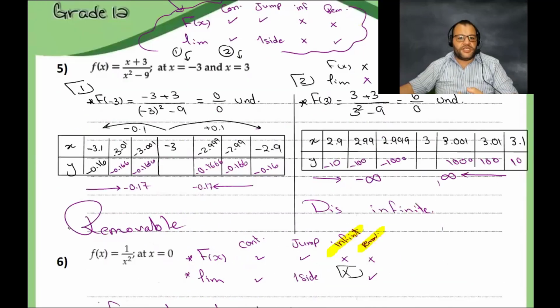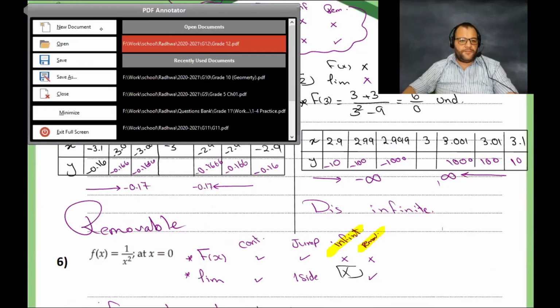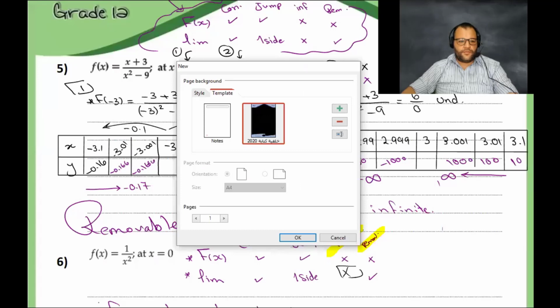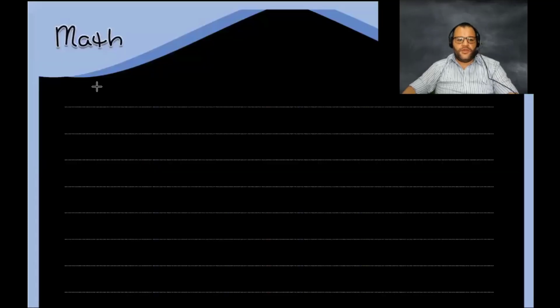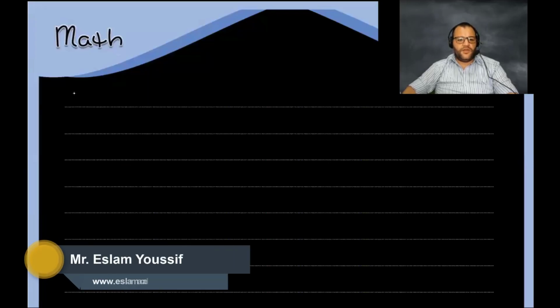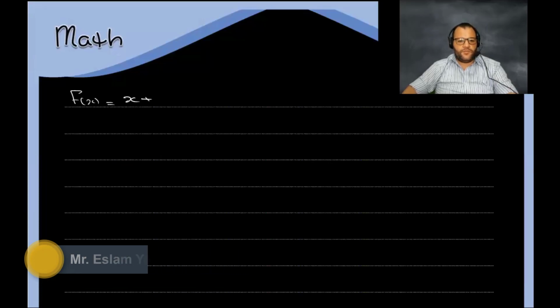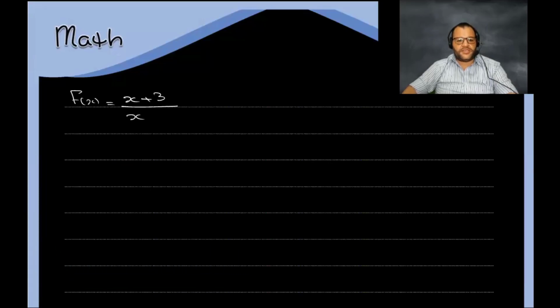Why is the first one removable and the second one not removable? We study the same function. Let me open a new file. The function that we have now, f of x, equals x plus 3 over x power 2 minus 9. We want to study for x equals negative 3 and x equals 3.